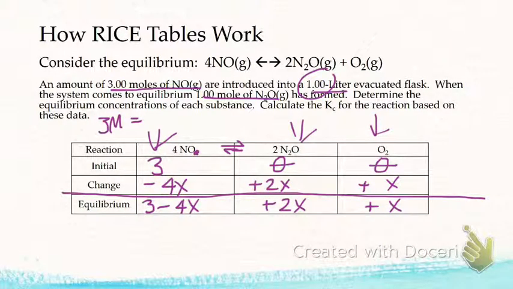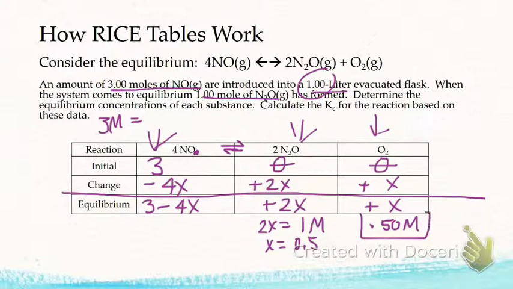Now, luckily for us, they gave us some information in the problem that's going to help us determine what x is. And that is, at equilibrium, we found that there was 1 mole of the N2O. Again, we need to put that in molarity. The fact that we have a 1 liter flask makes life easier. So we see that 2x is equal to 1 molar. So what is x equal to? 0.5. We don't use fractions in here. Yeah. So since x is equal to 0.5, that means our oxygen is 0.5 molar, right?